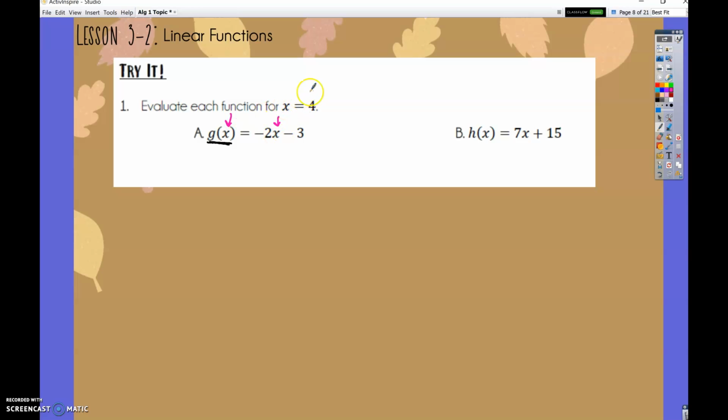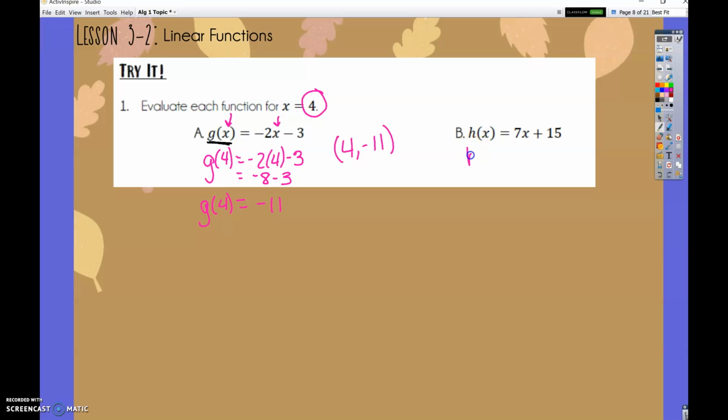But now, instead of x, they want us to substitute in a 4. That means wherever we see the x, we will replace or substitute it with the value of 4. By doing so, we now follow the order of operations where we take negative 2 times 4 gives us negative 8, and subtracting 3 more gives us negative 11. We would say g of 4 equals negative 11. What does that actually mean? On a graph, if you were to plot this line or equation, you would have the coordinate 4, negative 11 as one of the points or solutions to the graph.